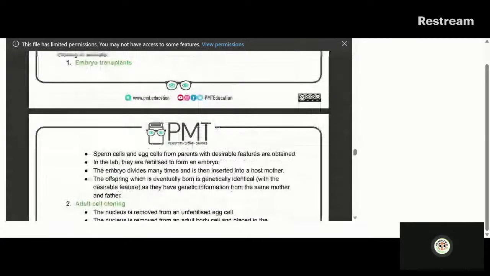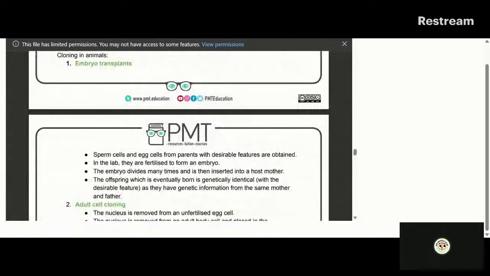Now, let's go through embryo transplants. So, farmers can breed from their best bull or cow using embryo transplants. What you do is you take the sperm cell from the prize bull and the egg cells from the prize cow. You then use the sperm to artificially fertilize the egg. That just means in a lab, for example, and the embryo then develops, and then you place the embryo into a lot of cows where they can grow into baby calves.